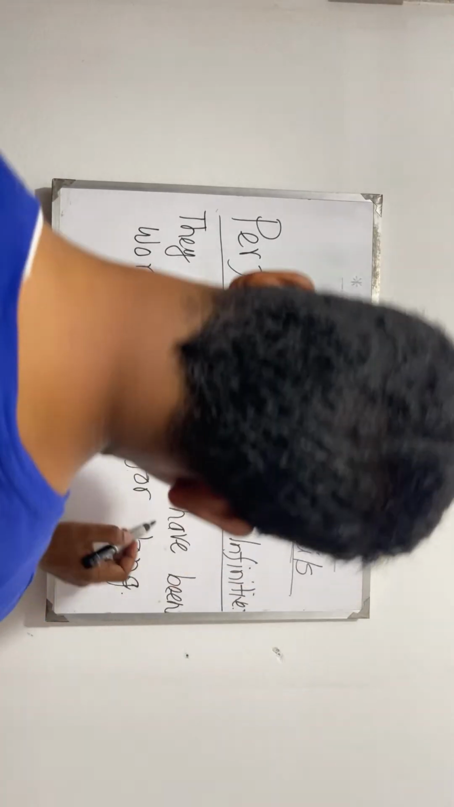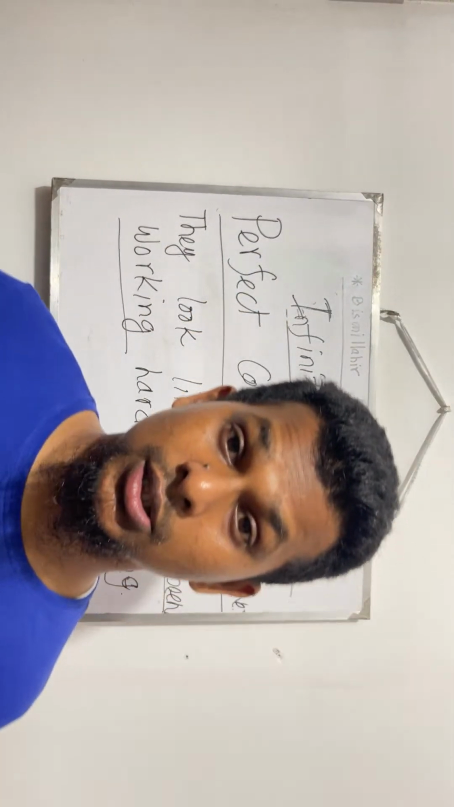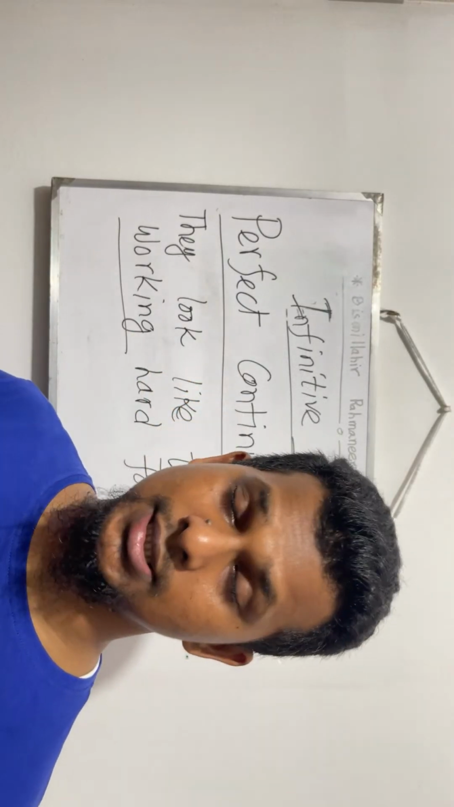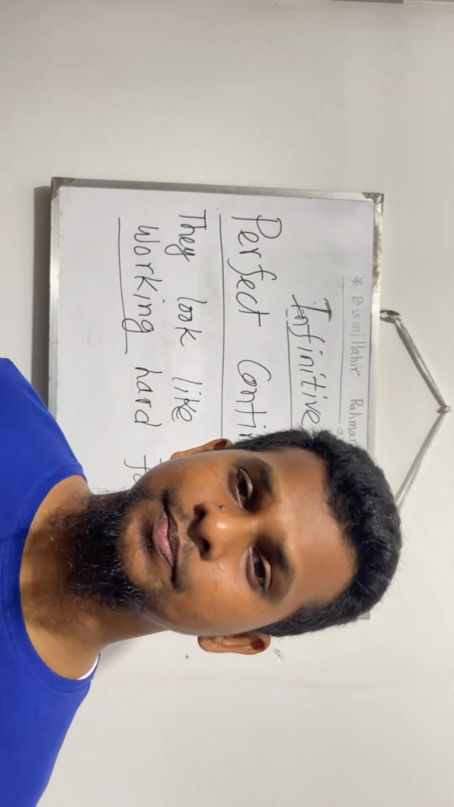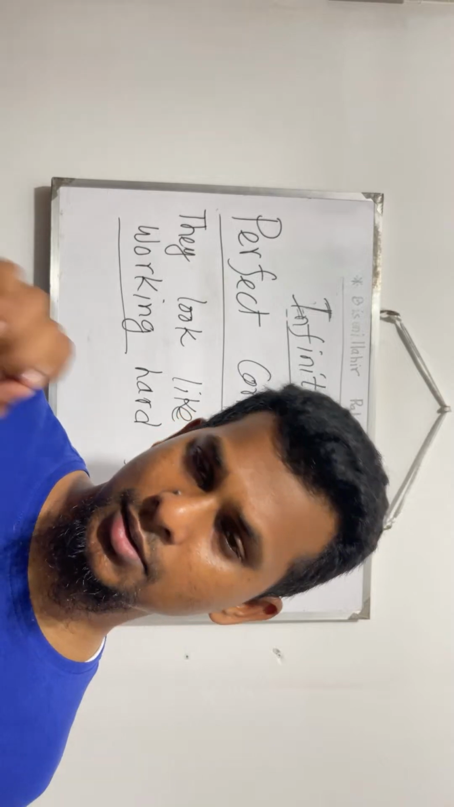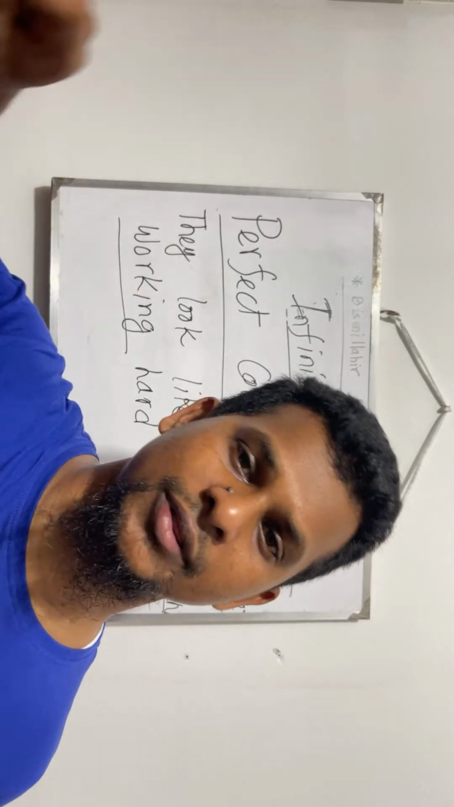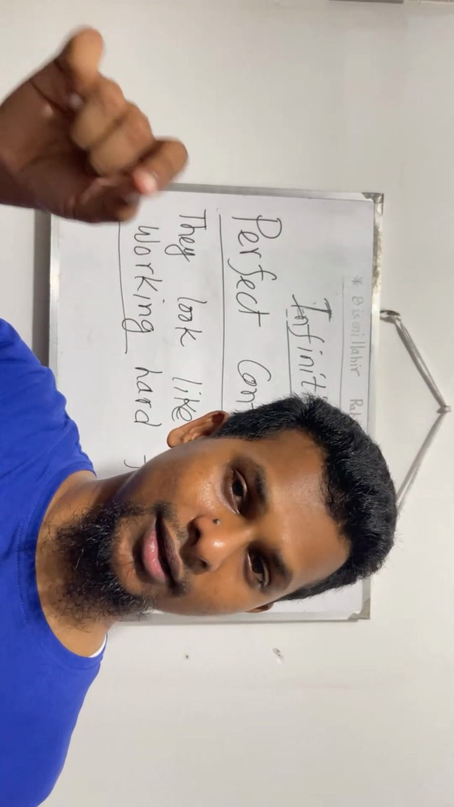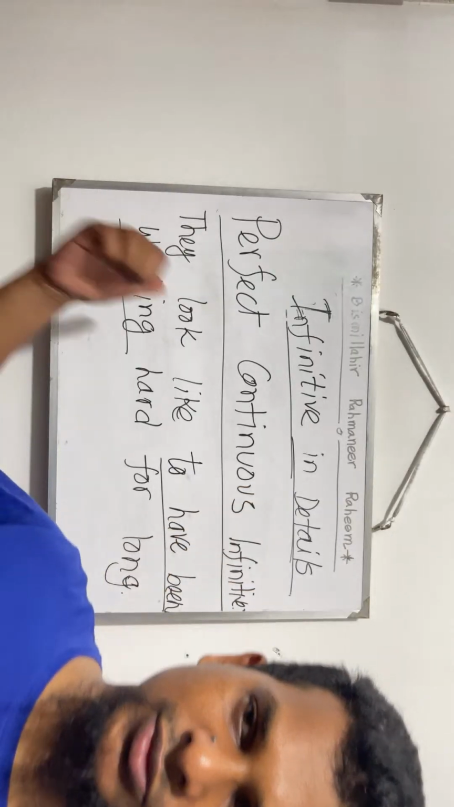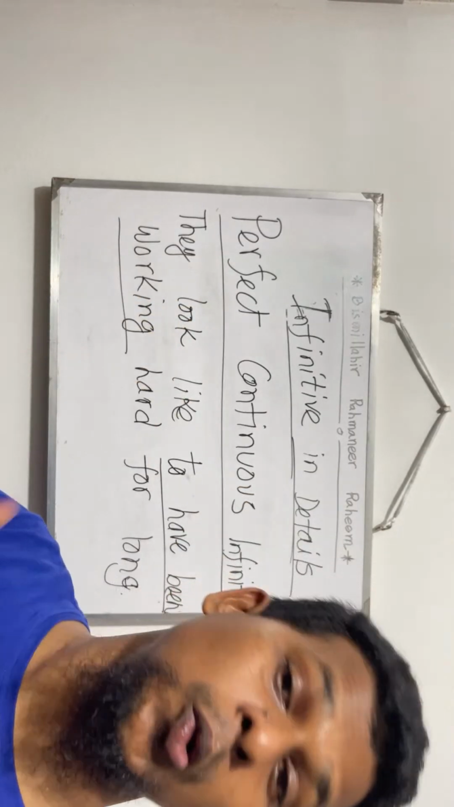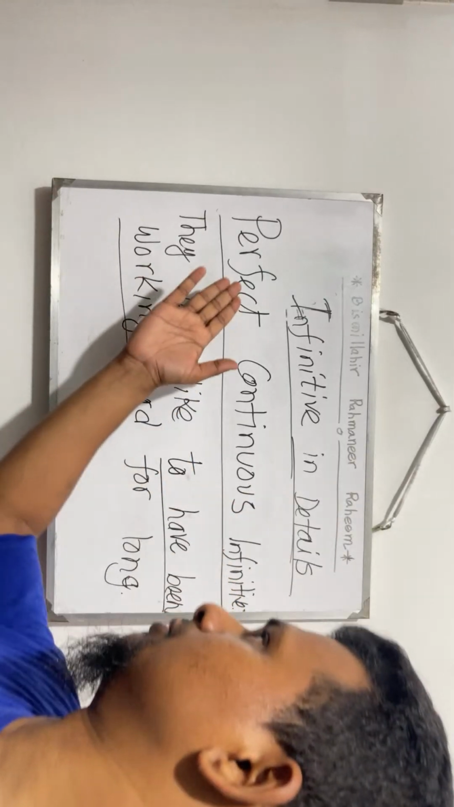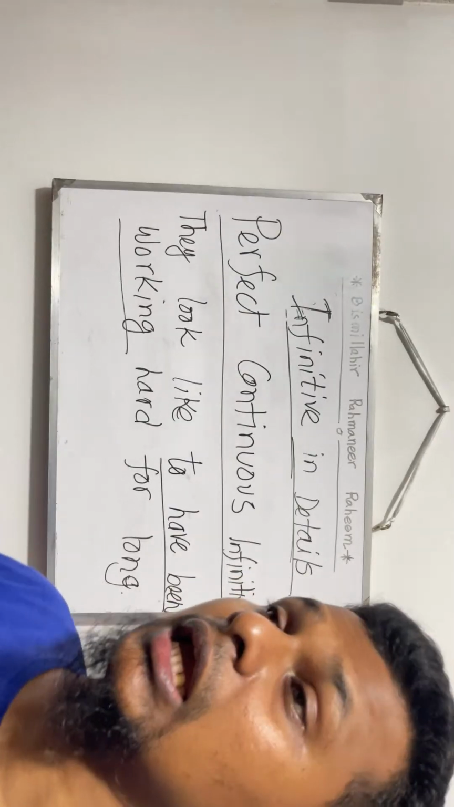To have been working. As we all know, the basic structure of perfect continuous tense is have plus been plus ing after the basic form of the verb. So have plus been plus verb plus ing. The same thing also applies here, that they look to have been working hard for long. That's it. So this is perfect continuous infinitive.